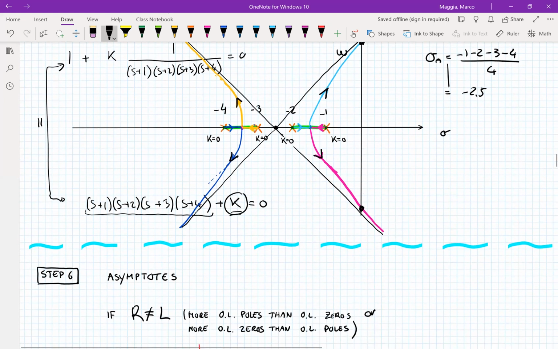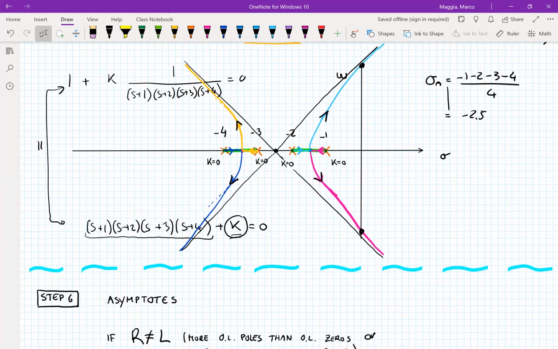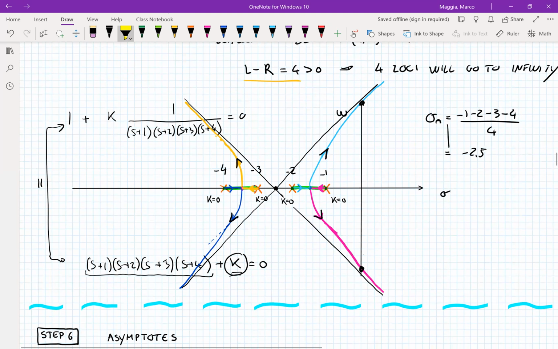Then next time we're going to see a few more things, always taking into consideration this example: the intersections with the imaginary axis and the locations for breakaway points, like in this case, or break-in points if the direction is reversed. And then we're going to take a look at a few more examples, but that's pretty much it. We have to cover break-in and breakaway points and intersections with the imaginary axis, and that's it.